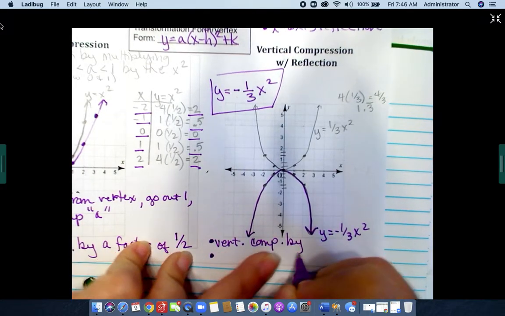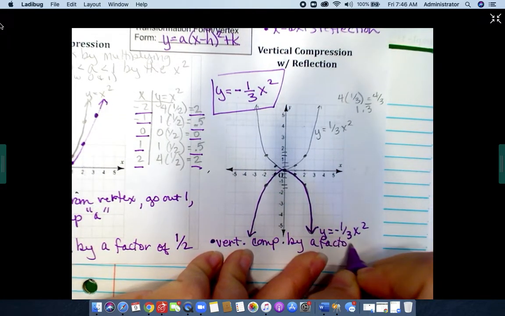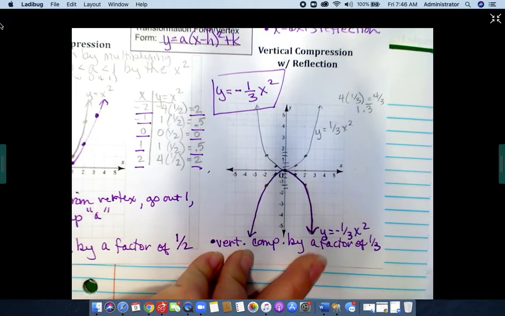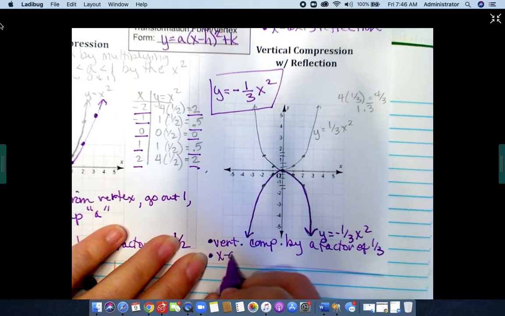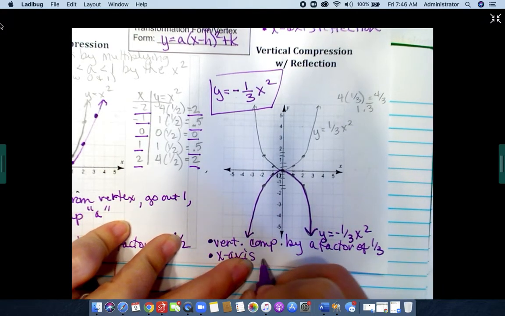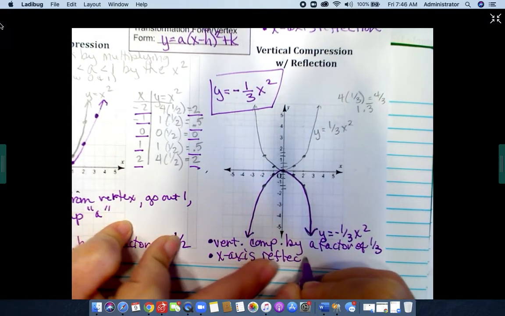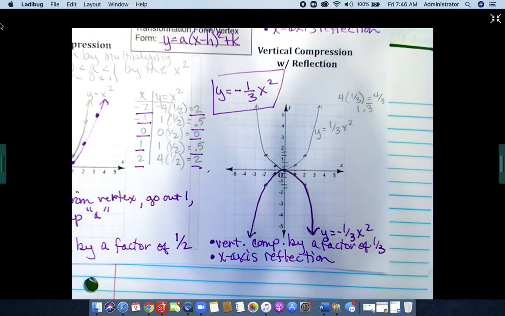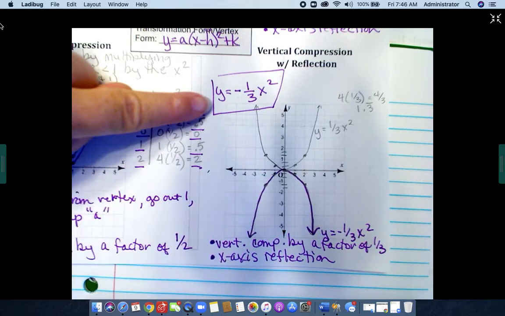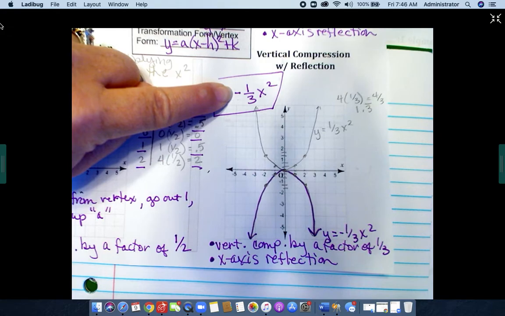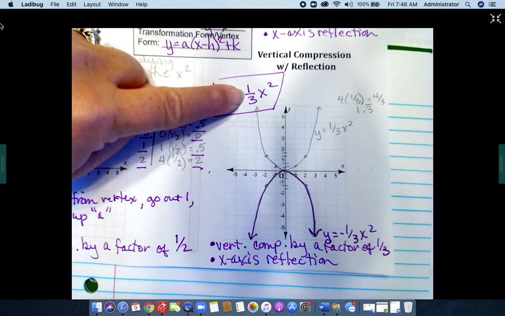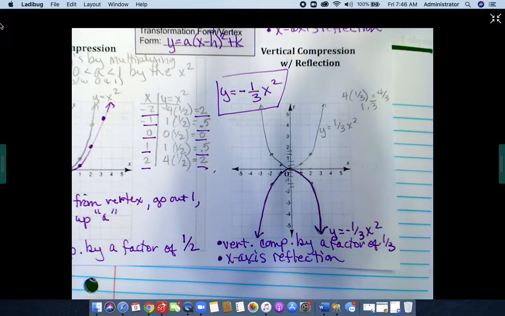Vertical compression by a factor of 1/3 with a x-axis reflection or vertical reflection or reflect over the x-axis. Okay, so when I look at this, I see 2 things I have to describe. I have to describe what the negative does to the graph, and I have to describe what the 1/3 does. So think about the marshmallows if you're confused. And also remember this phrase.